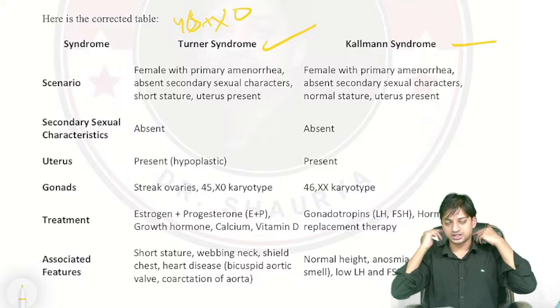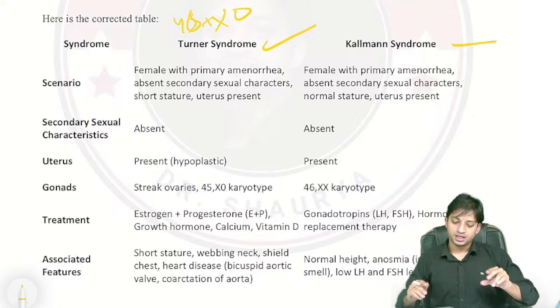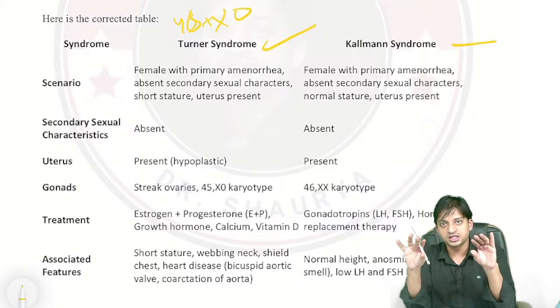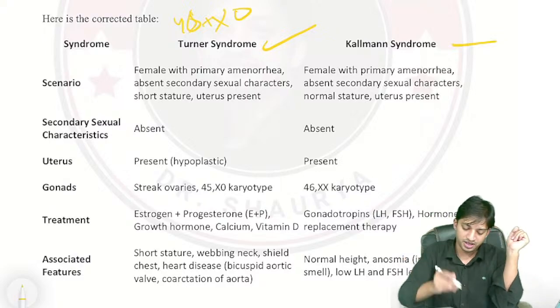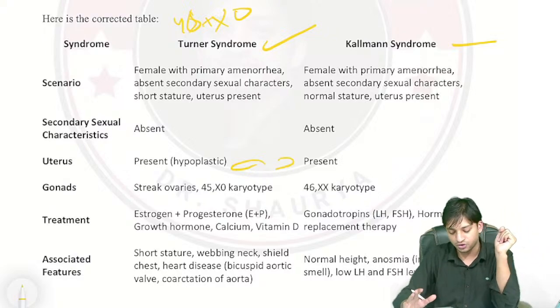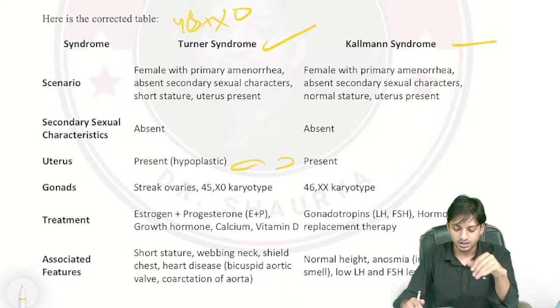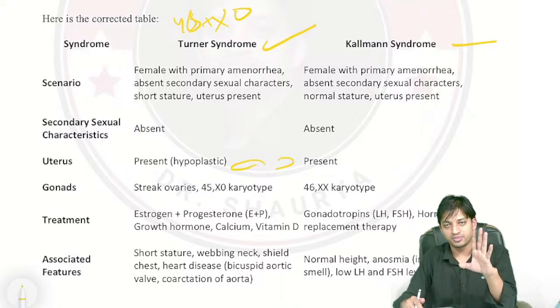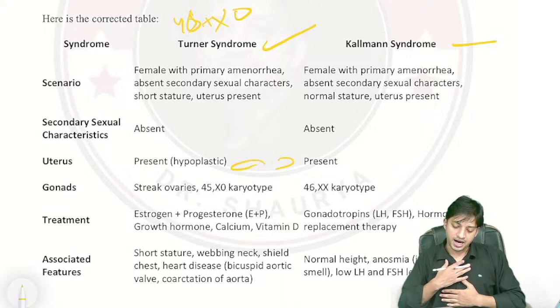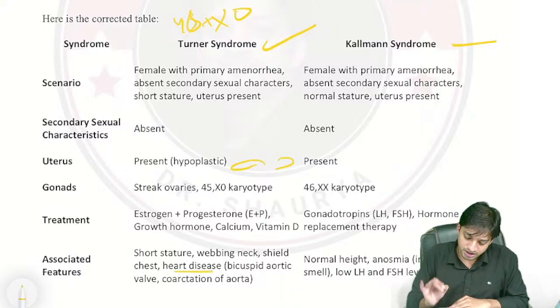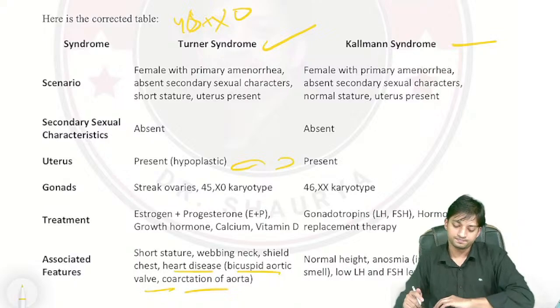She will have short stature, webbed neck, right? Ovaries will be streak, degenerated ovaries. In the ultrasound, they will appear like streak ovaries, 45XO karyotype. This is the example of Turner syndrome: short stature, webbed neck, shield chest, and heart disease is present. Heart disease most commonly present is bicuspid aortic valve and coarctation of aorta.